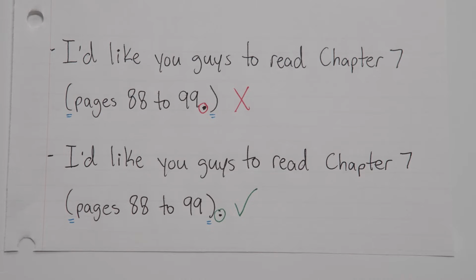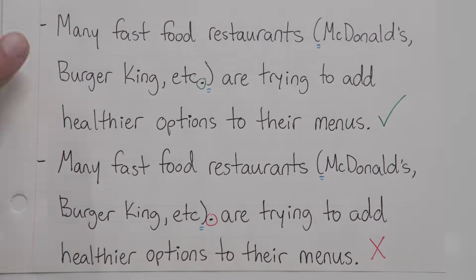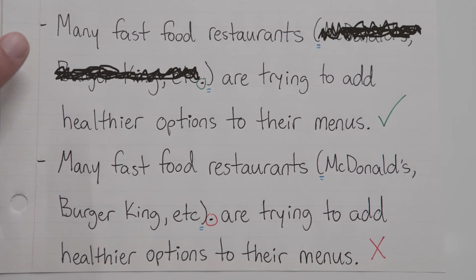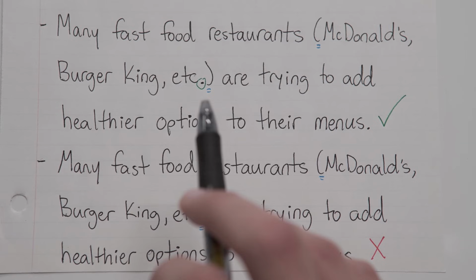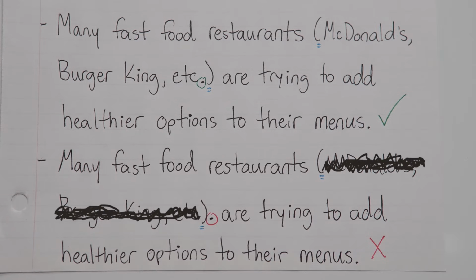Now, you can have punctuation inside parentheses. It doesn't always have to go on the outside. My point was that you just have to look at it and sort of use your brain a little bit, like this. Many fast food restaurants (McDonald's, Burger King, etc.) are trying to add healthier options to their menus. Now this is correct, because when I take out all the stuff in parentheses, I still have a full sentence with all of the right punctuation. The period inside the parentheses here is supposed to be inside the parentheses, because it's part of the abbreviation. If I put that period outside, and then took out the stuff in parentheses, you can see that I'd have a bit of a problem.